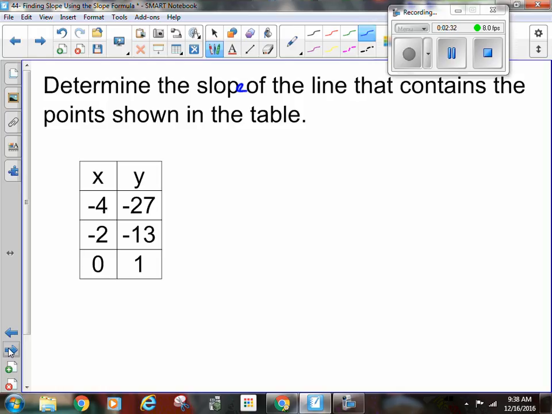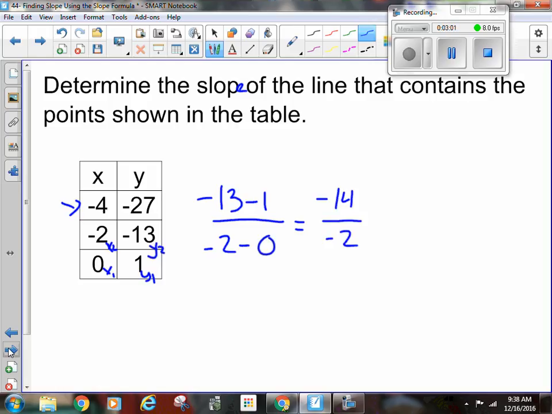All right, determine the slope of the line that contains the points shown in the table. Here we have 3 x's and 3 y's, and it doesn't matter which ones we pick. Let's call this x1, y1, and x2, y2. You could pick this point too if you want. Plugging in -13 minus 1 over -2 minus 0. So -13 minus 1 gives us a -14 on the top, and in the bottom we get a -2, so make sure that you reduce that to a +7.